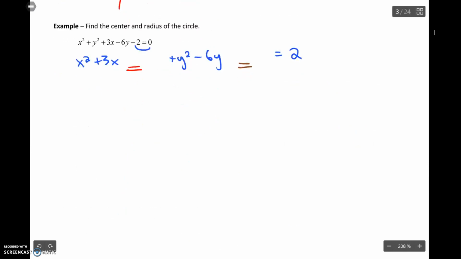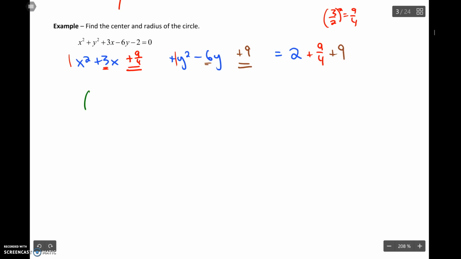So in order to do that, as long as we've got a 1 in front of this term, we take half of this number and square it. So half of 3 is 3/2, squared is 9/4. So I add 9/4. But if I add 9/4 onto that side, I have to add 9/4 onto this side. Half of 6 is 3, squared is 9, add 9, add 9.